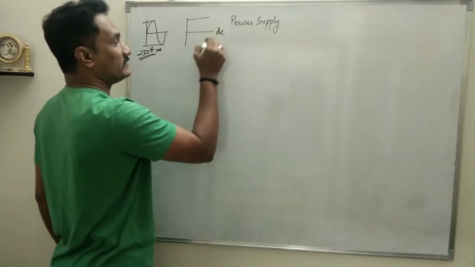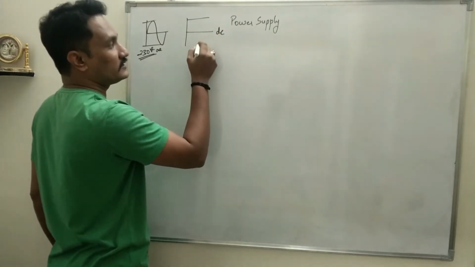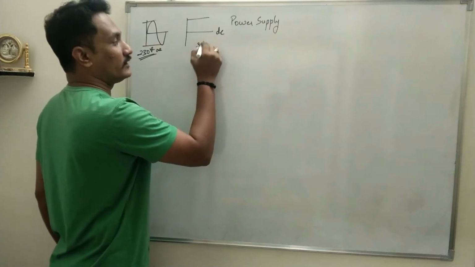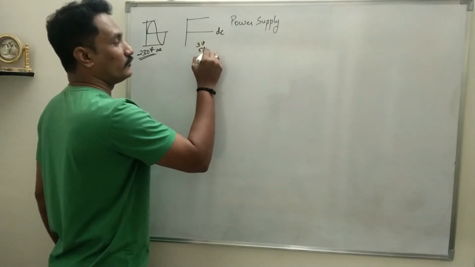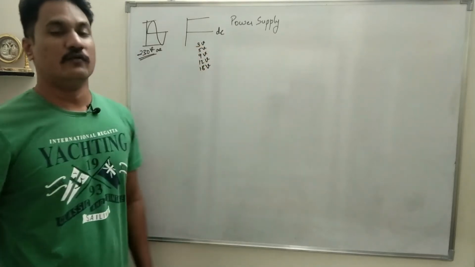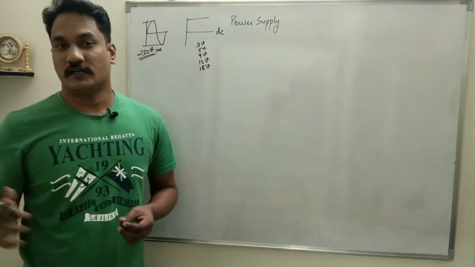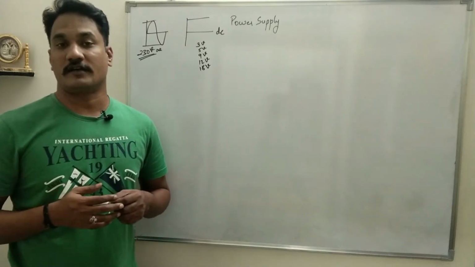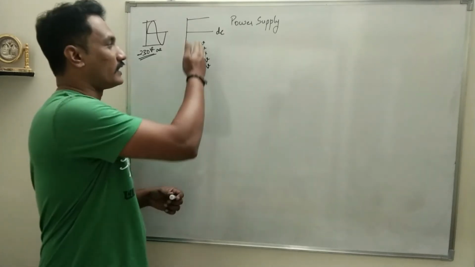So this is the DC, and the voltage at the output can be 3 volt, 5 volt, 9 volt, 12 volt, or 18 volt. Most of the instruments designed for a DC source will be around this potential.